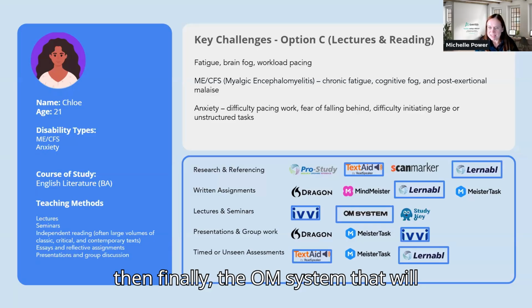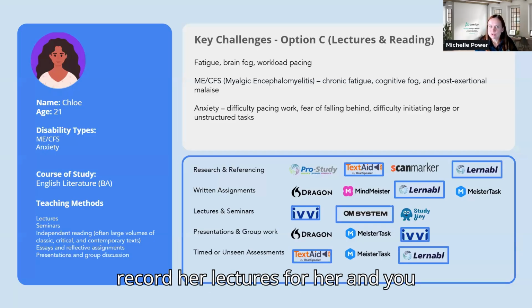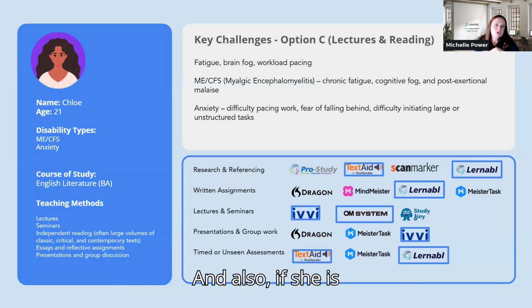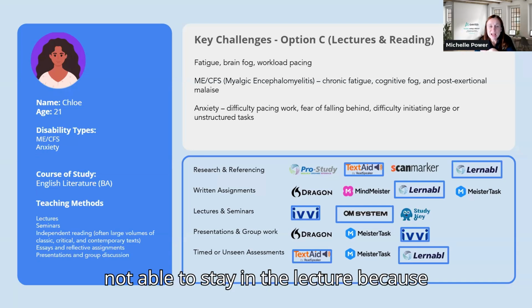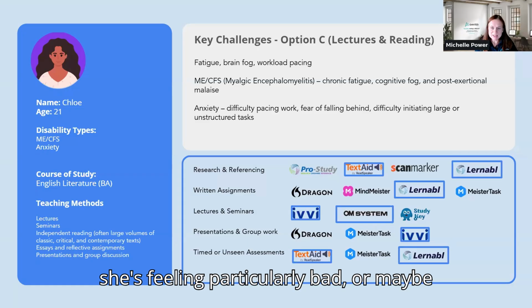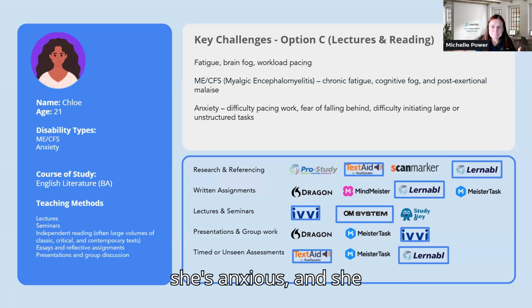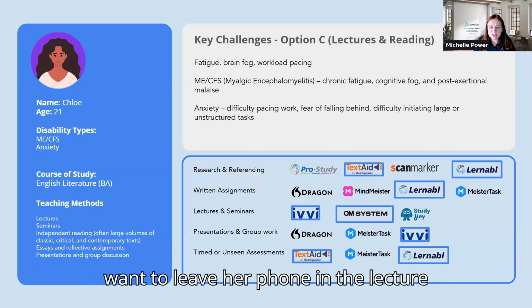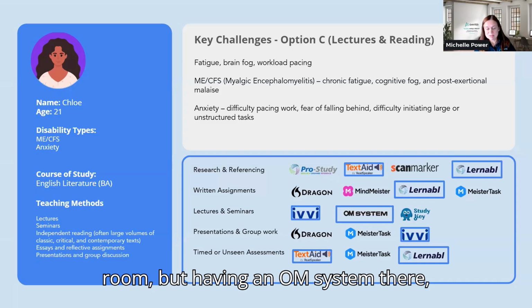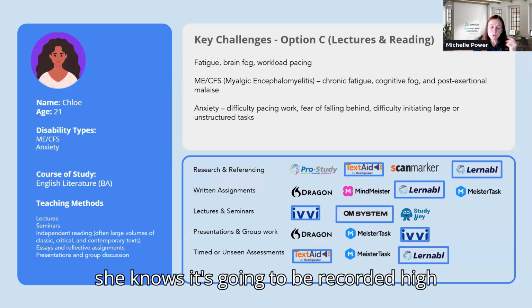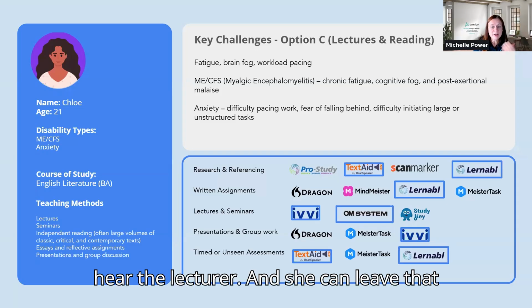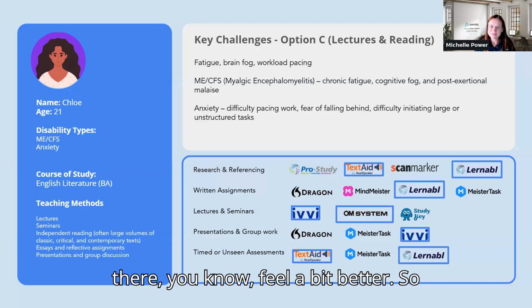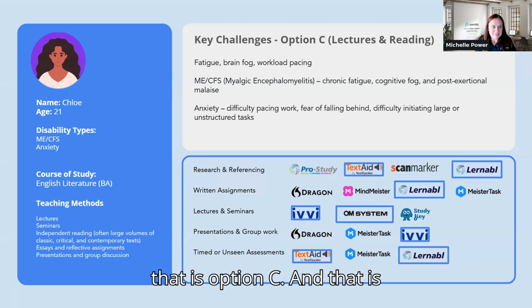And then finally the OM system that will record her lectures for her, and now you can do things with the recording. And also if she is not able to stay in the lecture because she's feeling particularly bad, or maybe she's anxious and she needs to leave because she's maybe having a panic attack or something, she won't want to leave her phone in the lecture room. But having an OM system there, she knows it's going to be recorded in high quality, so she'll be able to clearly hear the lecturer, and she can leave that in the room while she goes to feel a bit better. So that is option C, and that is Chloe.